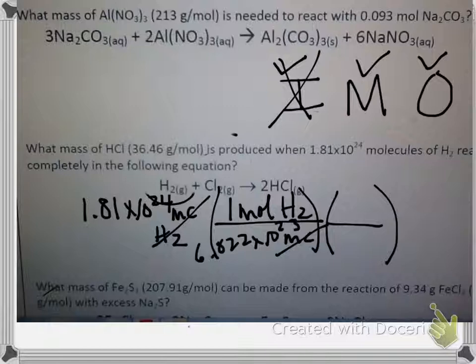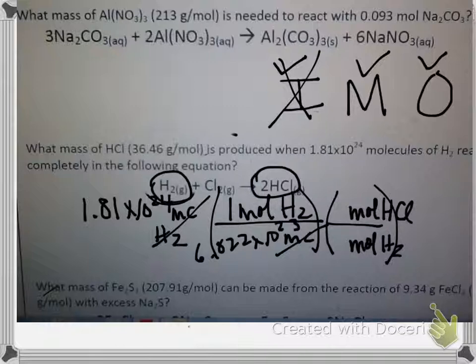We've done that. Now we're going to do a mole to mole. We've got moles of hydrogen. I want to convert moles of what I'm given into moles of what I need. And I need moles of HCl, so that goes on top. We're going to use the stoichiometry, the coefficients of the balanced chemical equation, to fill in our numbers for our mole ratio. So here we have 1 mole of hydrogen, and here we have 2 moles of HCl.